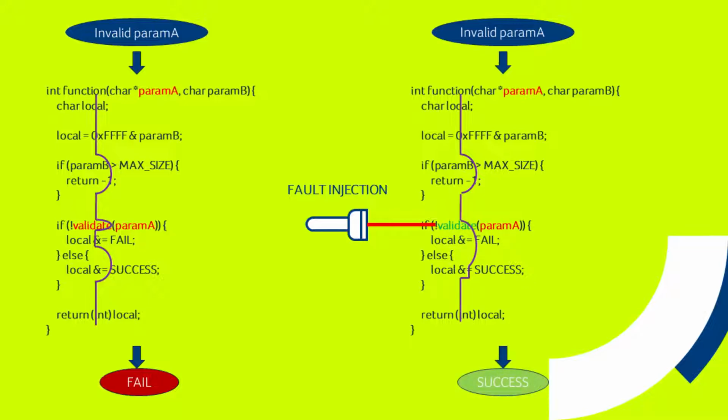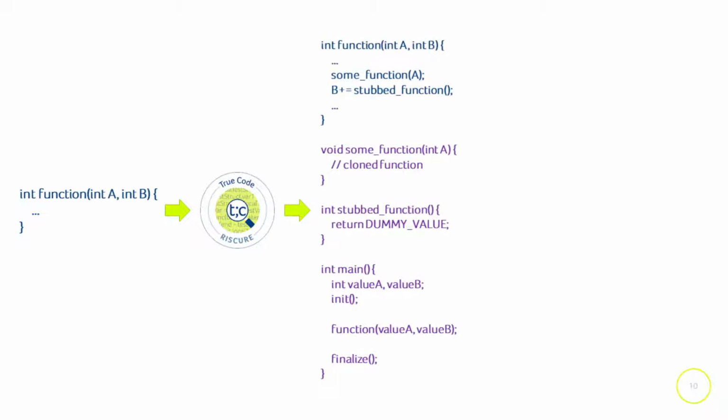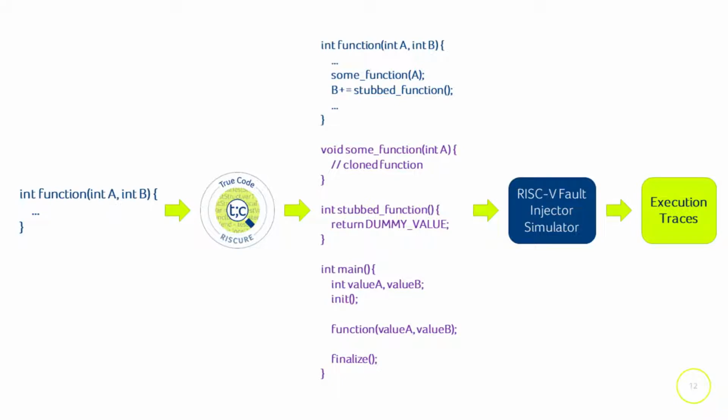This is helpful to discover how random changes on the data can lead to undesired execution flows and, finally, to security flaws. To help with the analysis, TrueCode will generate harness code, namely function stubs, to isolate the function under analysis, and correctly initialize and finalize the state of the execution for the simulator. The simulation will create execution traces, which help you reveal the weak points of the function.